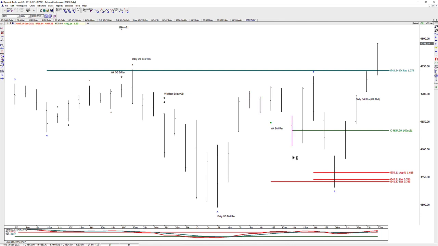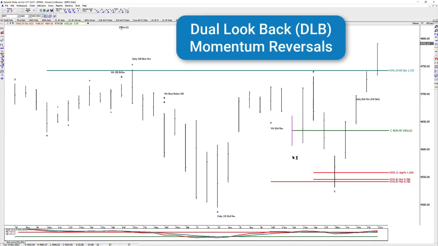So there's one other thing I want to describe to you, and I call it dual look back. Now, I didn't describe that earlier in this indicator course, but I'm going to describe it to you now and show you how I use that and how you might think about it. It might give you even better reversal signals.